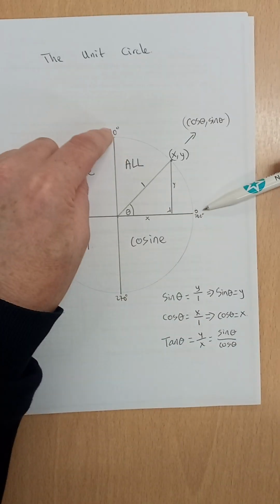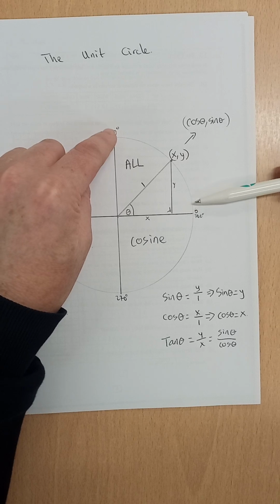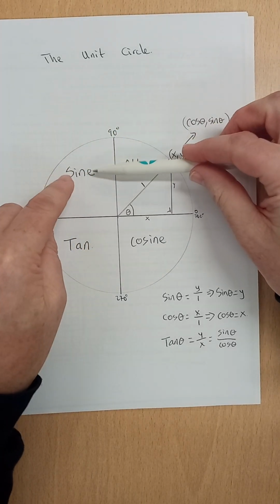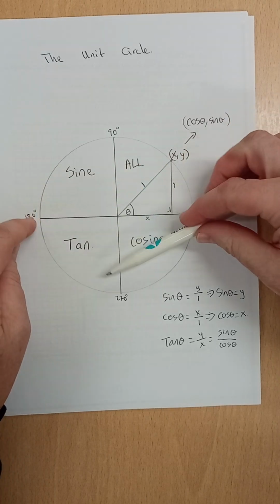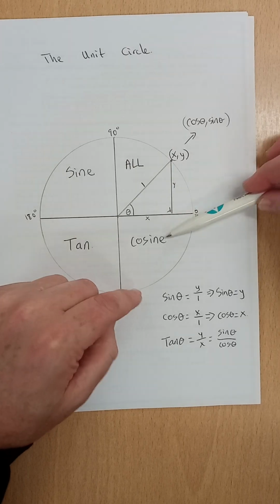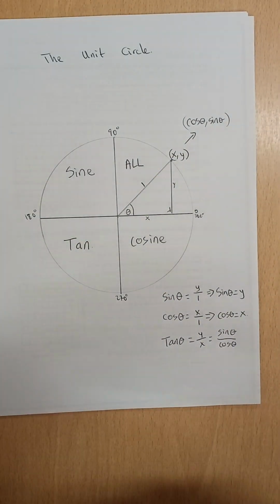So all the values for sine, cos, and tan between 0 and 90 are positive. Between 90 and 180, only sine values are positive. Between 180 and 270, only tan values. And between 270 and 360, only cosine. You can check that on your calculator, but that is the basis of the unit circle.